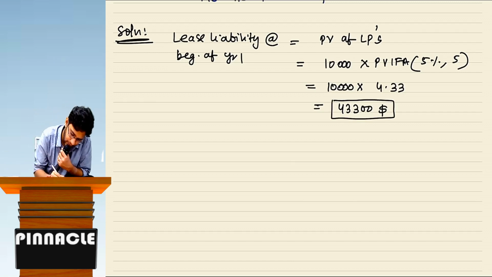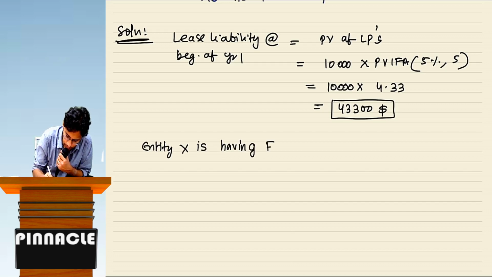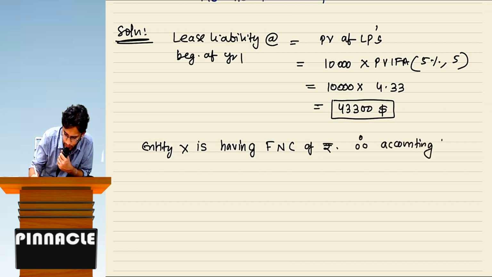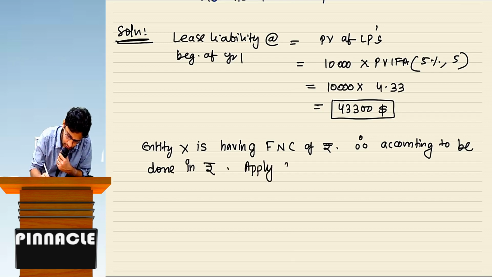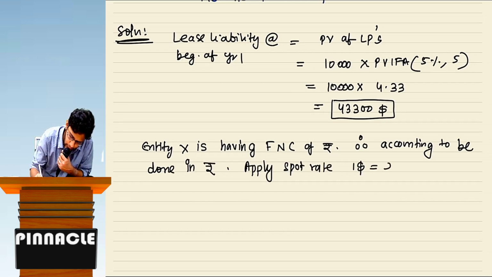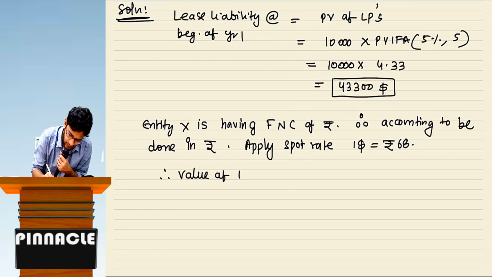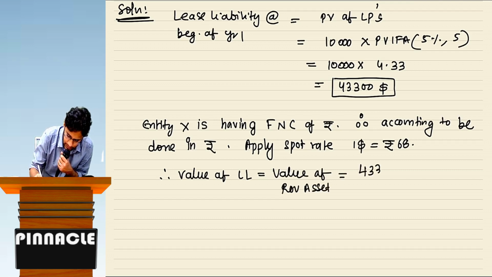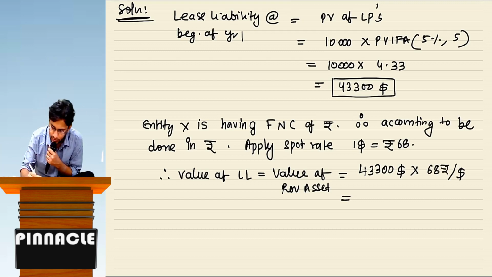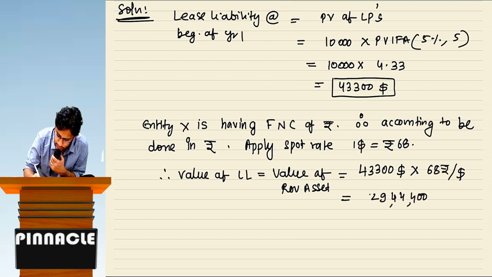Our company name is Entity X. Entity X is having a functional currency of rupees. Therefore, accounting is to be done in rupees. Apply the spot rate. $1 equals rupees 68. So on the first day, the lease liability and ROU asset both will be measured at $43,300 into 68 rupees per dollar. Dollar will die. Effectively, your number will be 29 lakhs 44,400. Once check that number.